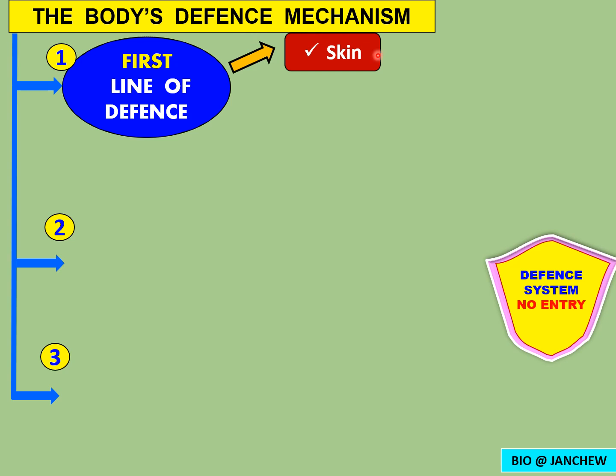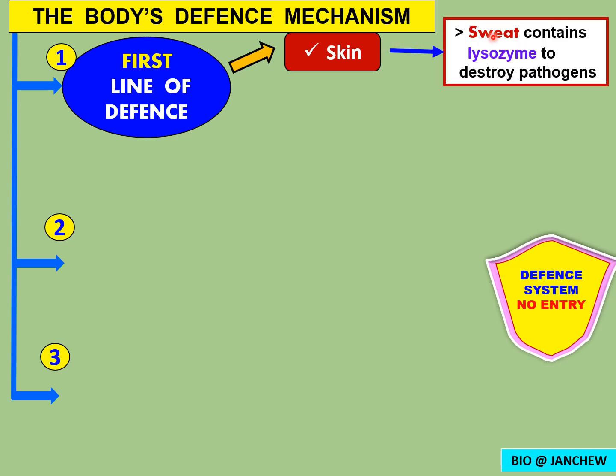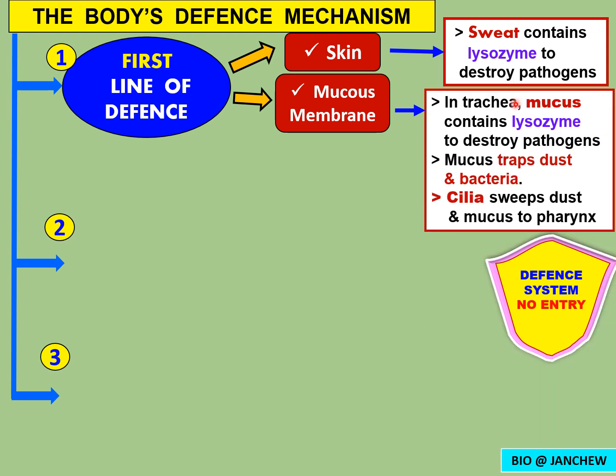For example, the skin which covers the surface of our body has sweat glands that produce sweat. Sweat contains an enzyme called lysozyme, which can break down the cell walls of bacteria and destroy pathogens. Next, we have the mucous membrane, which is found in various parts of the body, for example, in the trachea. In the trachea, there are cells that produce a sticky fluid called mucus, which contains lysozyme. Same as sweat, it contains lysozyme to destroy pathogens.